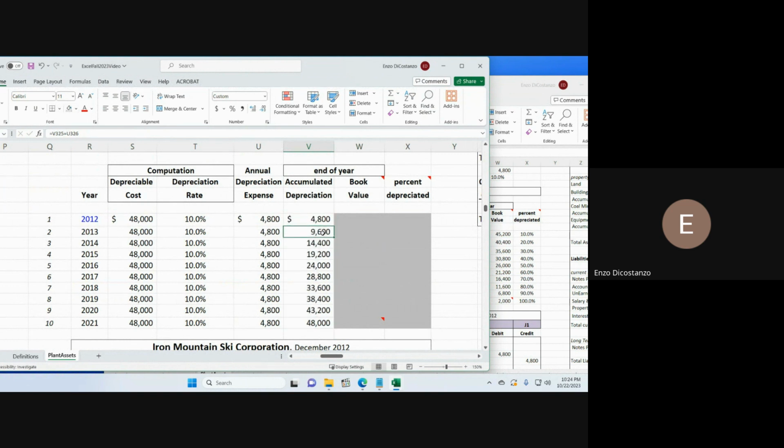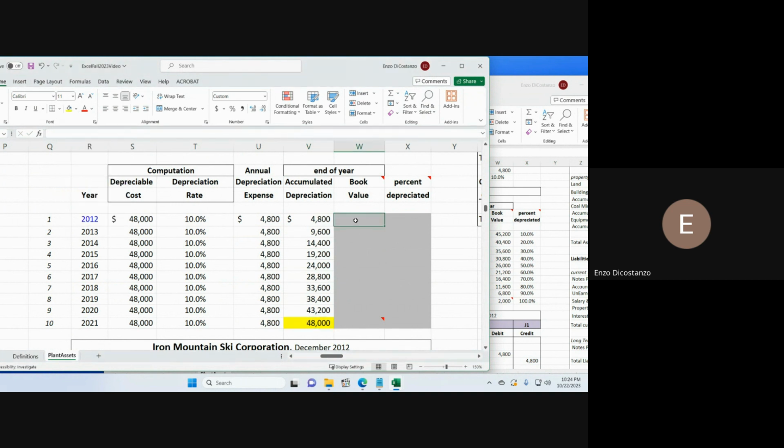So all these are just this. It's the accumulated depreciation from the line above, plus the current year's expense. So it will be 2013's accumulated depreciation, which is 9,600, plus another 4,800, which gives you 14,400. So this is what you're trying to get to, and you just got there with that.